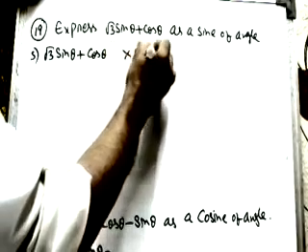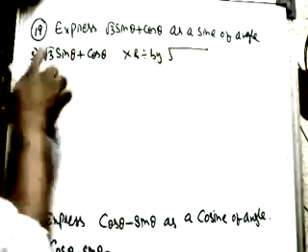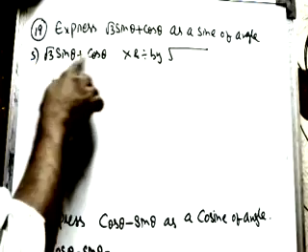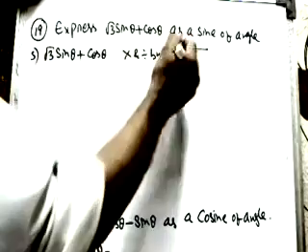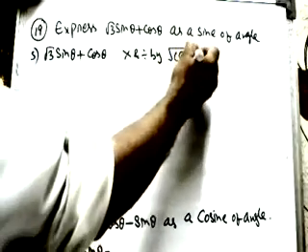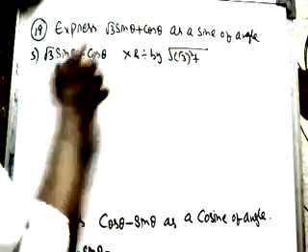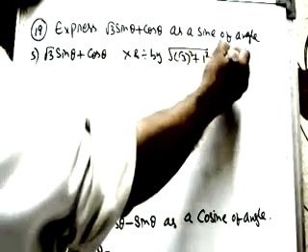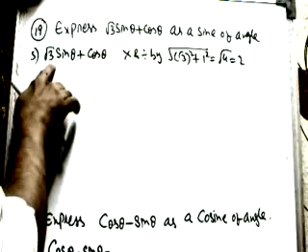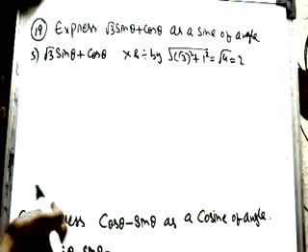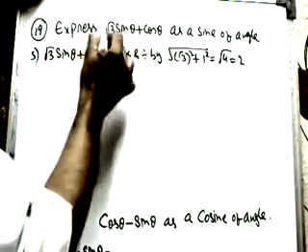We have to multiply and divide by under root of squares of the coefficients of these two terms. Sin theta coefficient is root 3, whole square, plus cos theta coefficient is 1 square. Root square cancel, 3 plus 1 is 2. So we have to multiply and divide by this root.